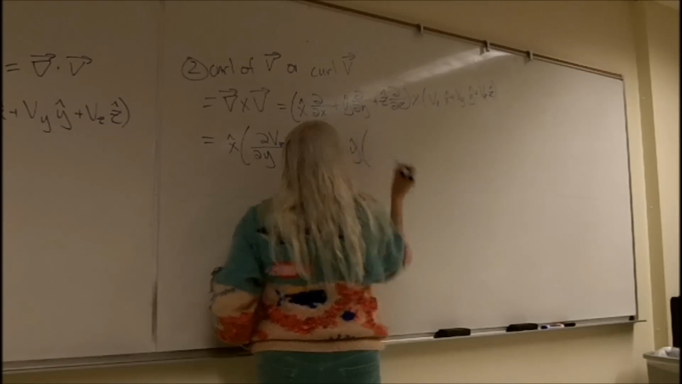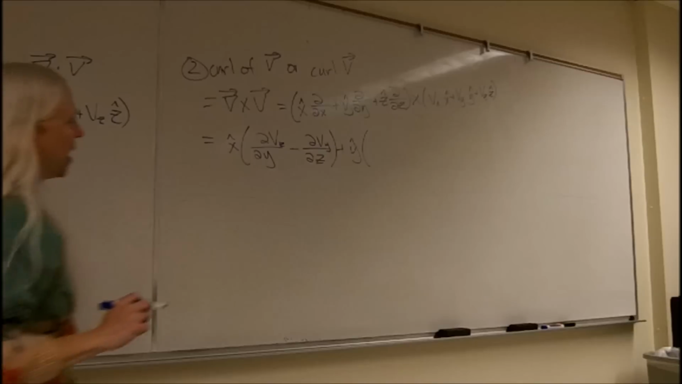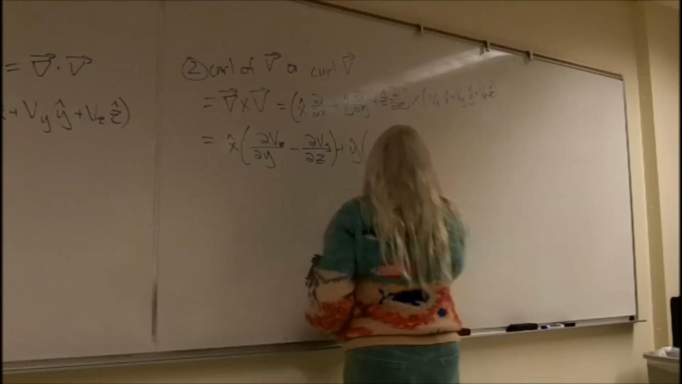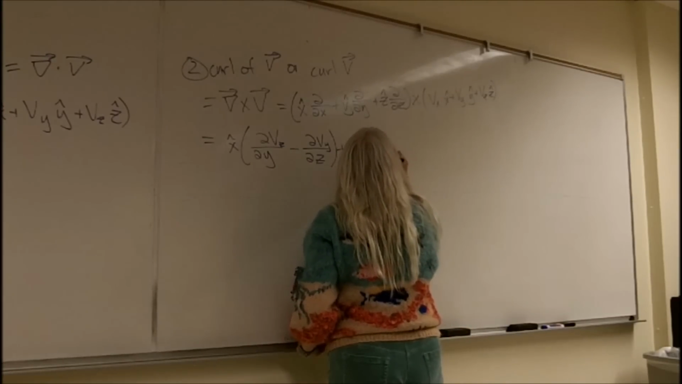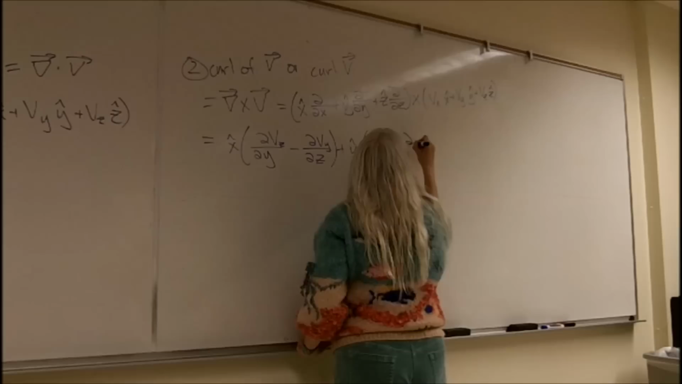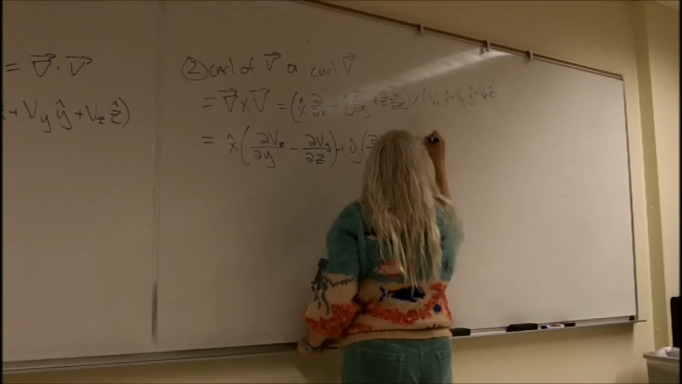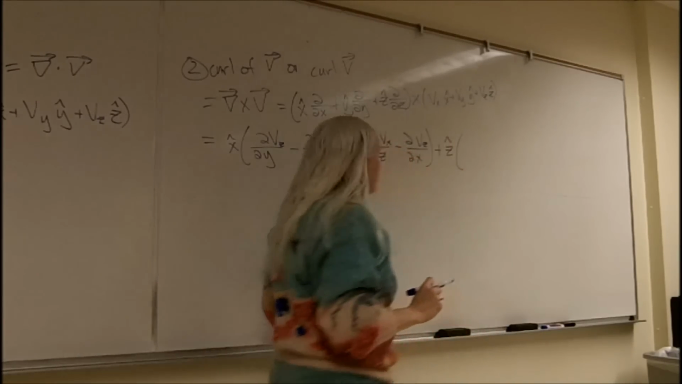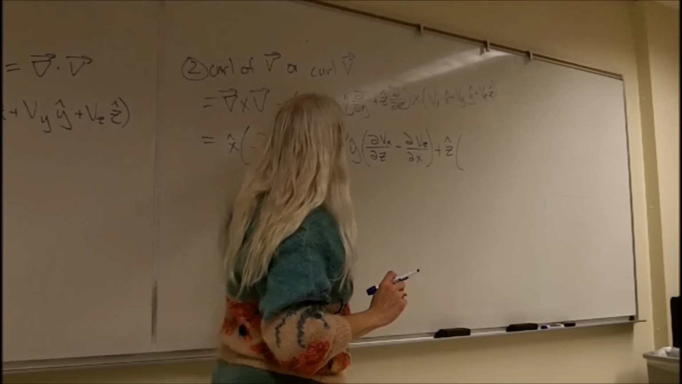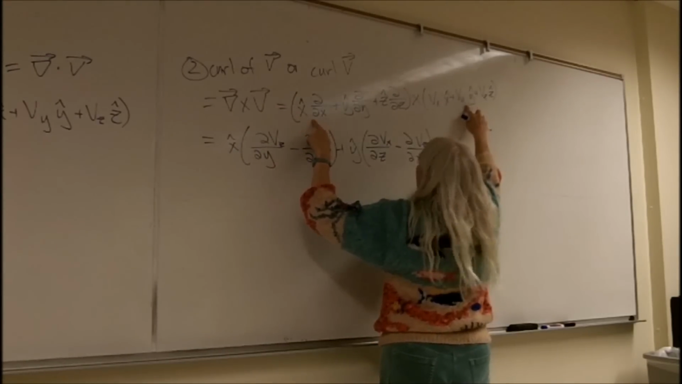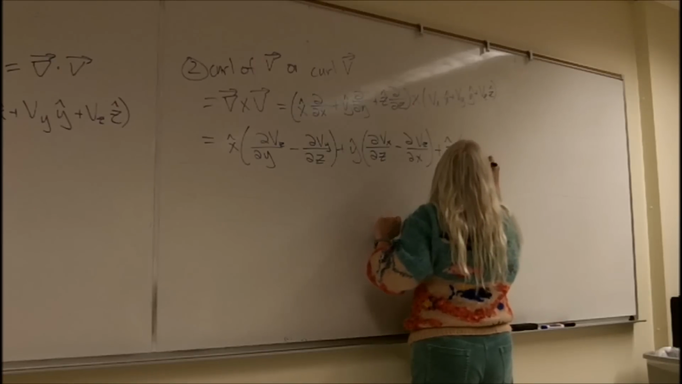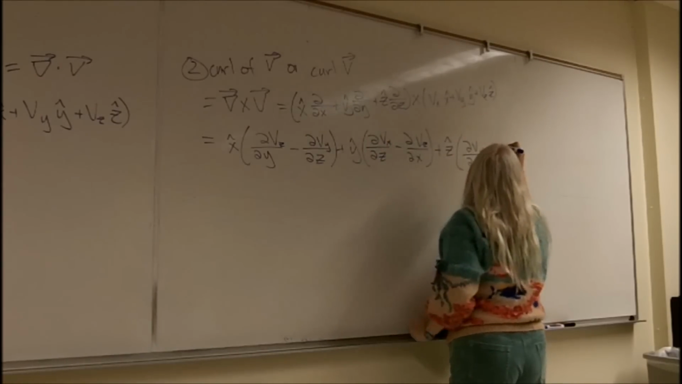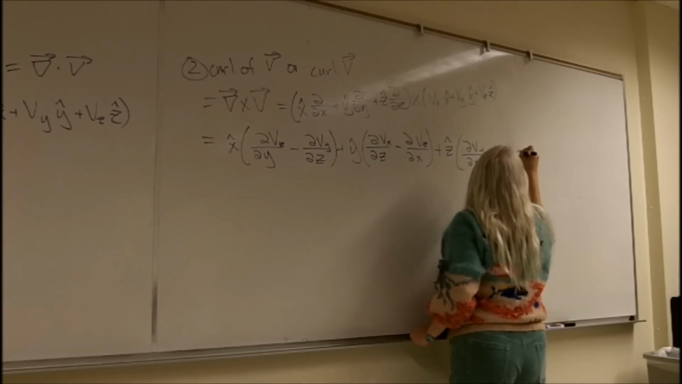And for the y component of the result, in other words, the coefficient of y hat, I have the z component here and the x component here, so that will be a derivative with respect to z of v sub x minus a derivative with respect to x of v sub z. And for the z component of the result, the coefficient of z hat, I take the x component here, operating on the y component there, so that's the derivative with respect to x of v sub y minus the y component there and x component there. So minus the derivative with respect to y of v sub x.